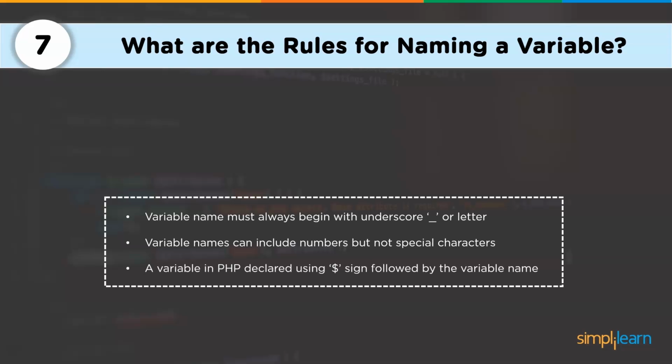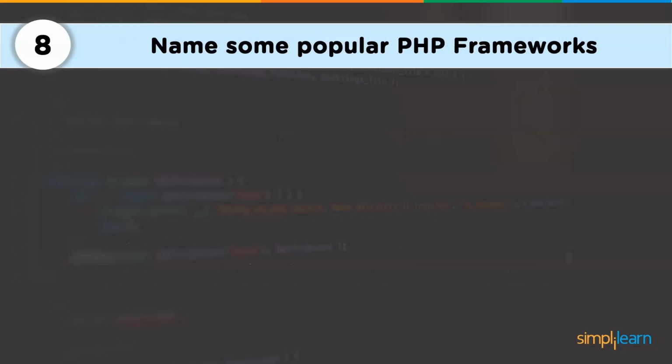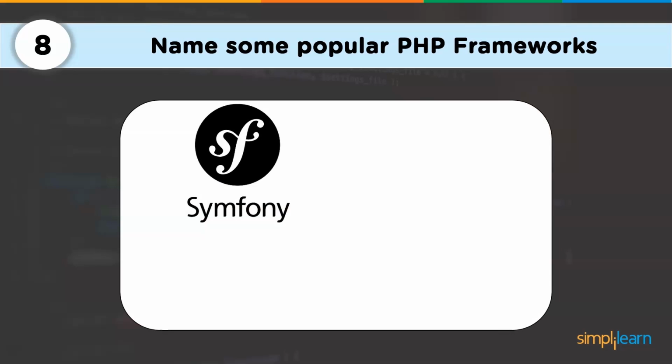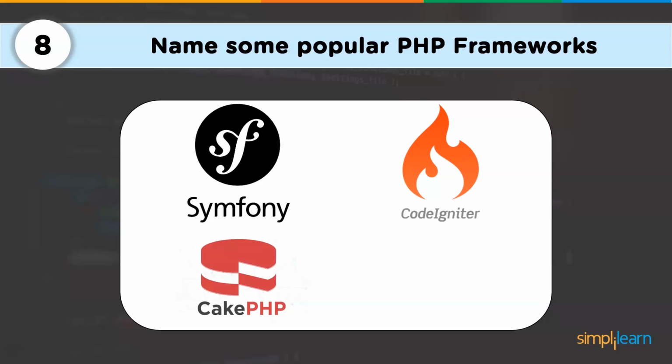Next, a variable in PHP is declared using the $ sign followed by the variable name. Now, as you can see, this is how we declare a variable, $my_variable. You can also put a number in between or at the end while naming a variable, just not at the start. Next, name some popular PHP frameworks. So some of the popular PHP frameworks include Symfony, CodeIgniter, CakePHP, and Laravel.